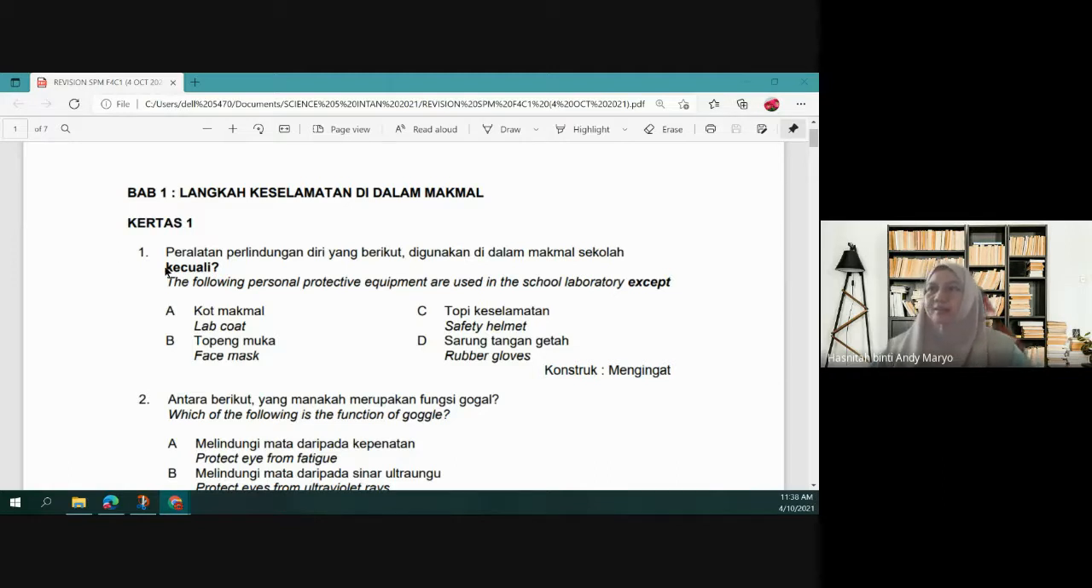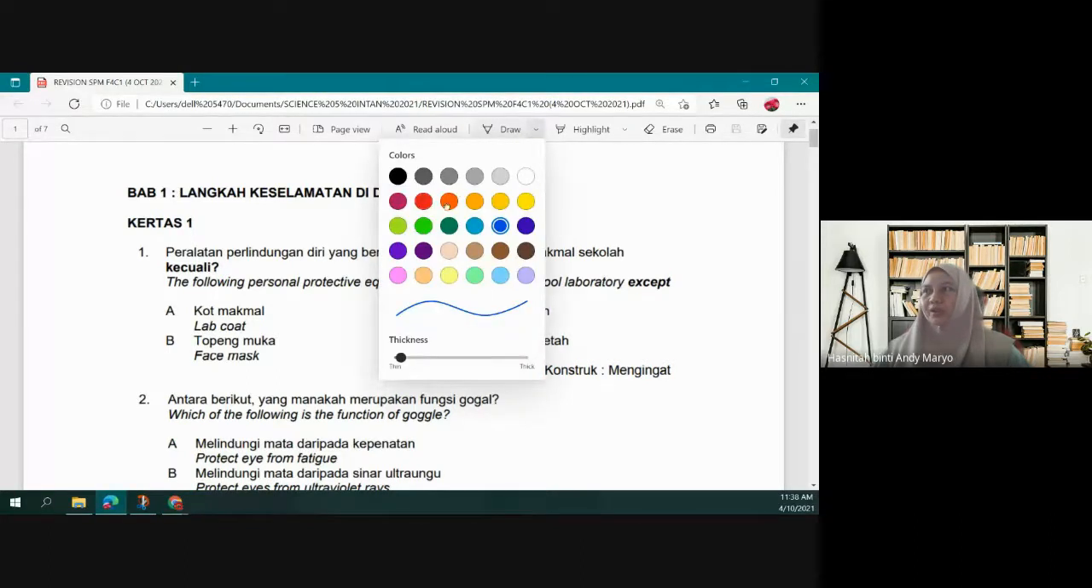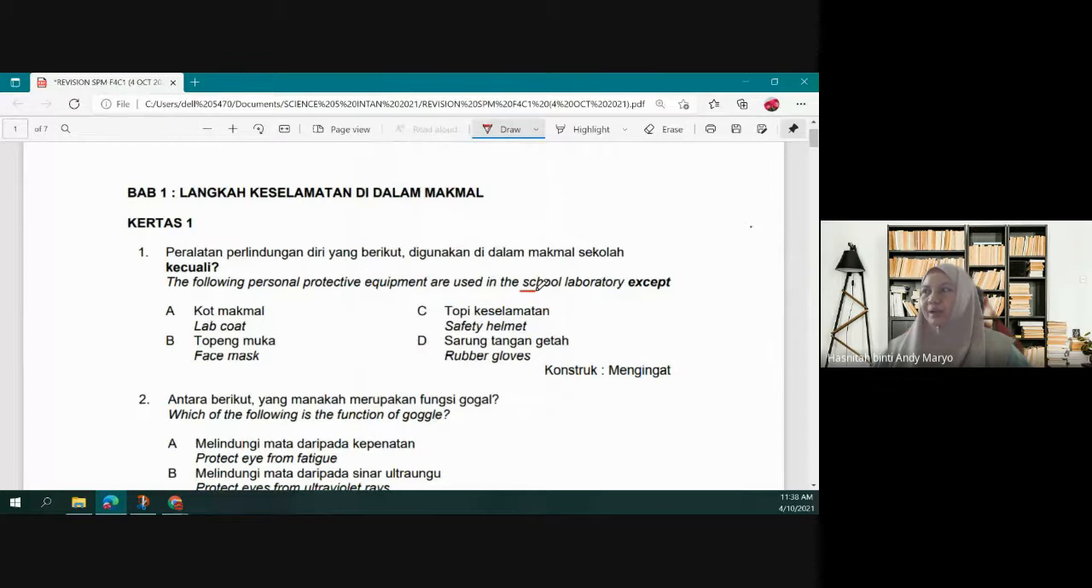All right. So the first question, the following personal protective equipment are used in the school laboratory except. Except. So there is a word except there. So which one is not used in the school laboratory? So when you get a question, you can highlight the important part. What are the questions asking you to do? So all here are the personal protective equipment, except which one? So which one is not considered as personal protective equipment? Anyone would like to share the answer? You can type A, B, C, or D.